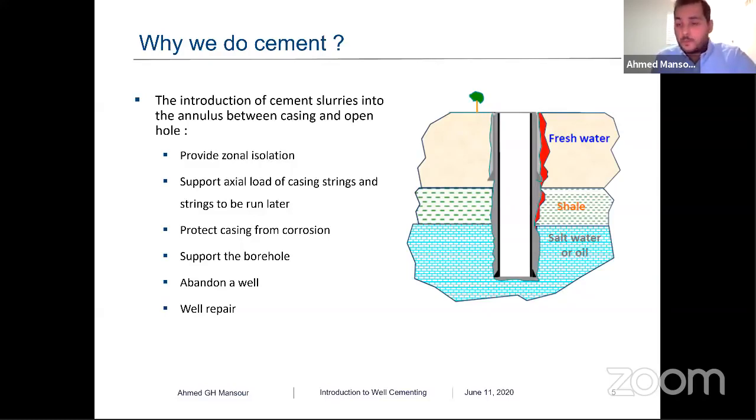Another thing is to support the borehole, if you are dealing with unconsolidated formation. Then, abandoning a well. After a certain time of production, some operator companies decide to shut down the well because it's not economic anymore. So what they do to abandon the well is pump cement inside the casing at different depths and different volumes. And after that, they shut down the well. Then, well repair. If we have a problem, for example, corrosion in the casing, one of the ways to fix it is by doing a squeeze job. I'm going to cover it a little bit later.